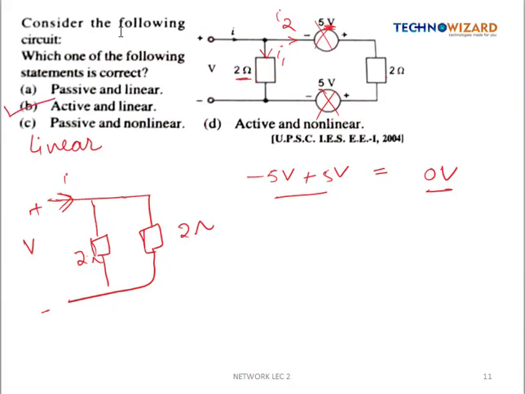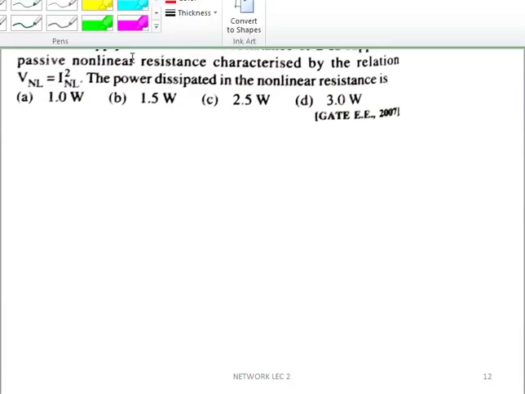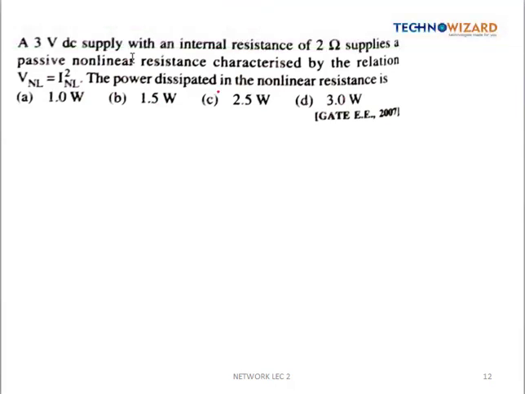Okay, so next question is, a 3-volt DC supply with an internal resistance of 2 ohm supplies a passive nonlinear resistance characterized by the relation VNL is equal to INL square. The power dissipated in the nonlinear resistance is, okay, let's draw a circuit. So they have given us a 2 ohm internal resistance and a 3-volt DC battery, right?